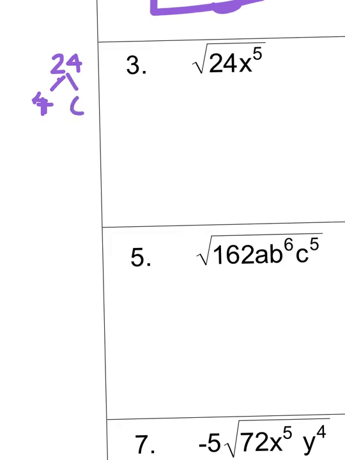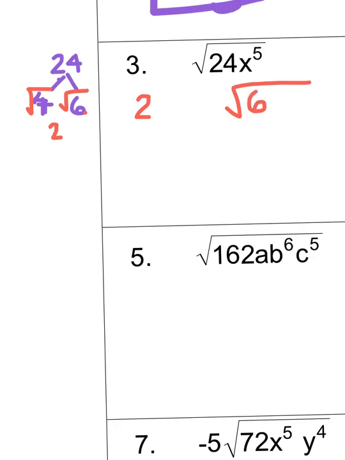We know that 4 times 6 is 24. However, if we took the square root of 4, that would give us a solution of 2. But we can't forget about this square root of 6. The square root of 6 cannot be broken down into a smaller square root. So we are going to leave it under the radical. So we have 2 outside the radical. The 6 stays under the radical.